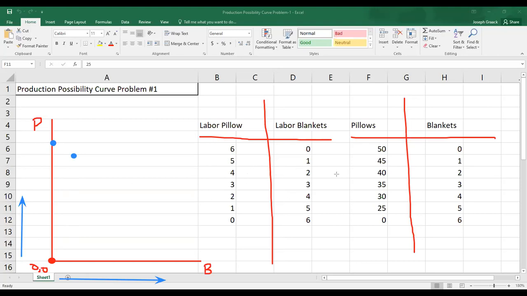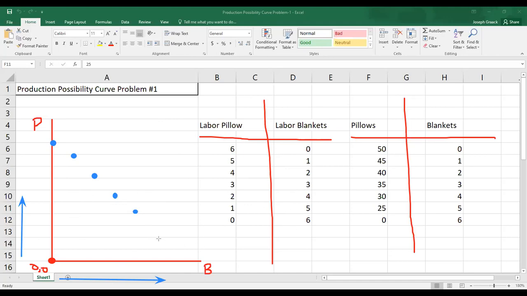And so we can put 4 employees on pillows, 2 on blankets, and that gives us a point maybe roughly right here. If we do 3 and 3, that gives us a point right about here, right? 35 pillows, 3 blankets now. This is 1 blanket, 2 blankets, 3 blankets. Maybe down here is 4 blankets where we have 4 employees and 2 pillows, or 2 employees making about 30 pillows. Let me move that up a little bit. Oh, there, maybe that's better.